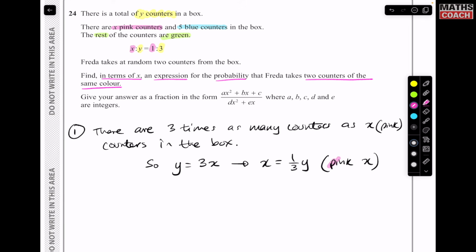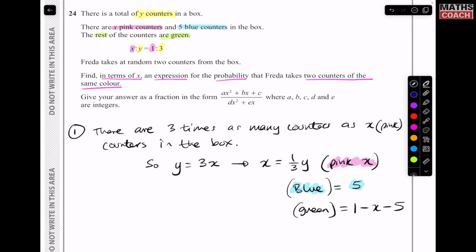Pink is our x. What do we know about blue? Well, we know that there are 5 blue counters, and the rest of the counters are green. The remaining of what? All probabilities are of 1. So 1, take away the x, which is pink, take away the blue. That's the representation of the green.